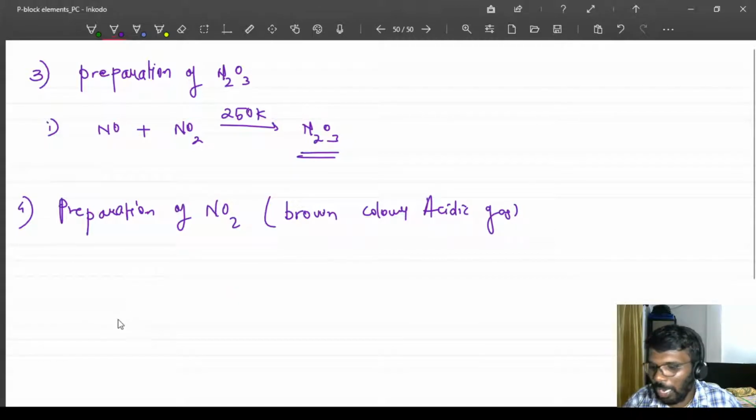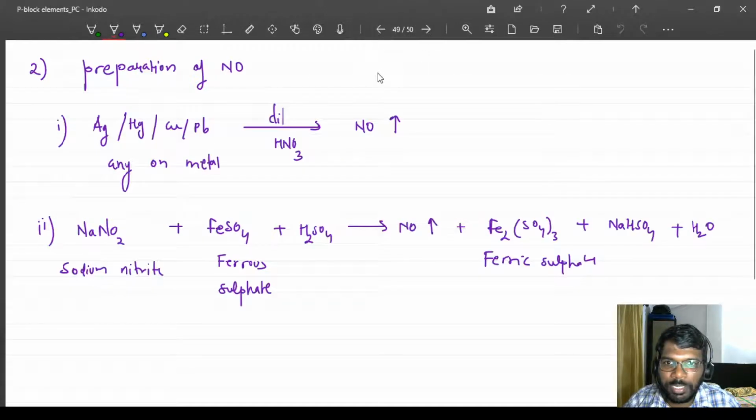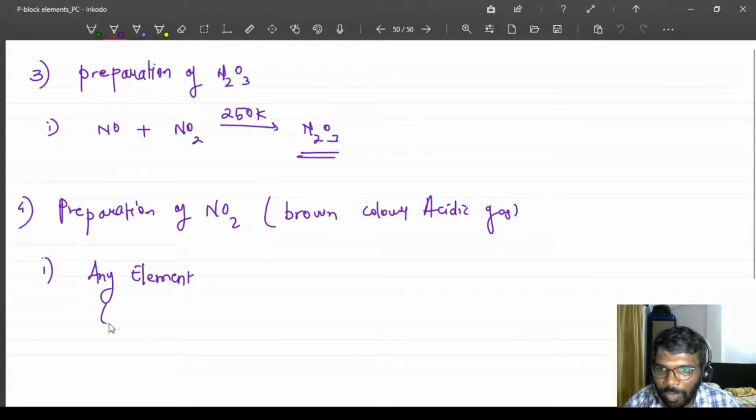Any metal. Now, how to prepare this? Any metal. I will just write any element. Like for these things, it was very specific, any of these four. Here it is any element, or I will write in bracket metal. Okay, with concentrated HNO3, what you get is NO2.